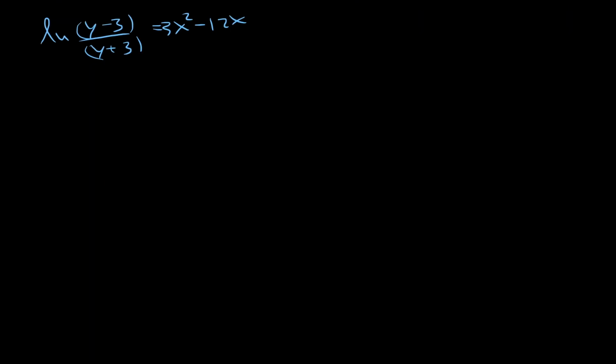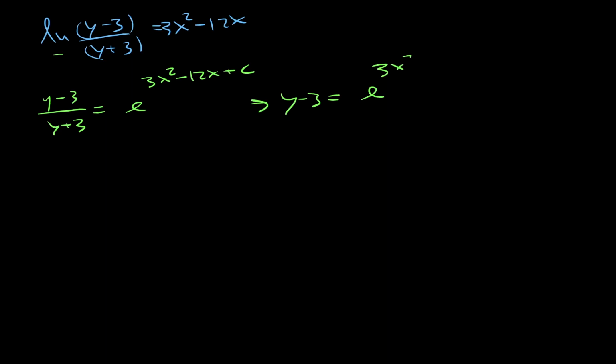Now we can use e on both sides, so we can get rid of this ln. So we get y minus 3 over y plus 3 equals e to the 3x squared minus 12x plus c. So now how do we solve this? We have this element that is in a way dependent on this one, but there's a way for us to solve it. What we can do is get y minus 3 on one end, and y plus 3 on the other end. So we have e to the 3x squared minus 12x plus c, and then times y plus 3.